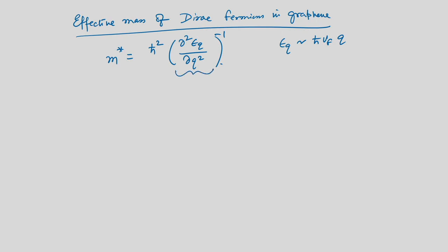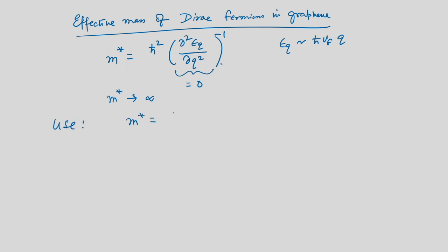Now this is equal to, it will go to 0 because there is no dependence, there is no curvature, and this will go to 0. So m star goes to infinity because the inverse of 0 would be infinity, but that is not true. On the other hand, we are saying that there are these massless Dirac fermions. So how do we actually reconcile this definition of the effective mass and what we have just said so far? For that we have to use a formula.